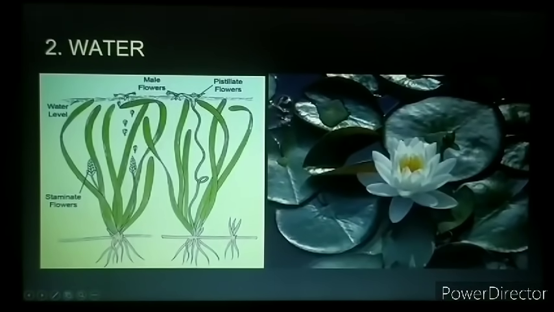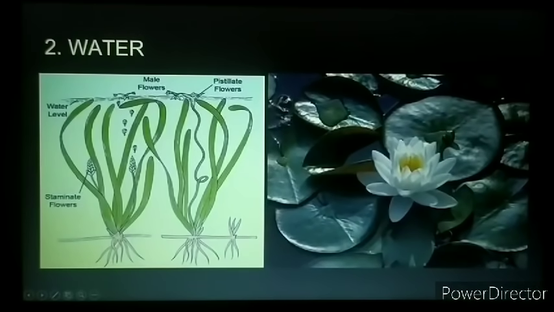Now this male flower, which is detached from the parent plant, comes in contact with the female flower which is floating on the surface. And when they come in contact, what will happen? The pollen grains of the male flower will get transferred to the stigma of the female flower, and thereby pollination will take place. So this is how pollination takes place by water.